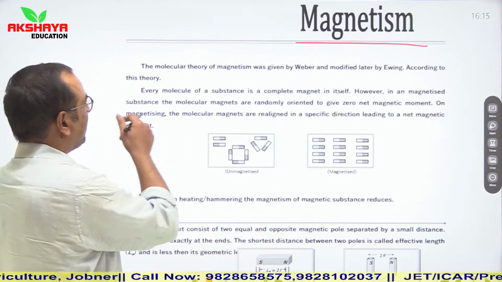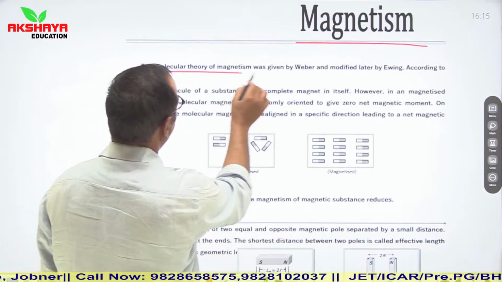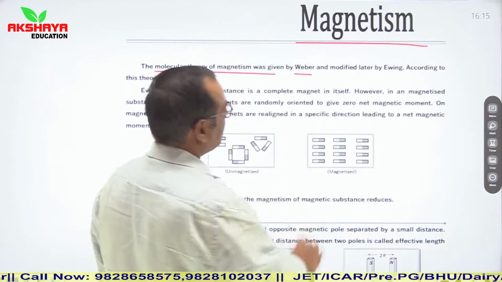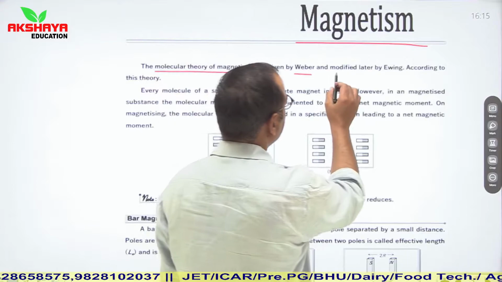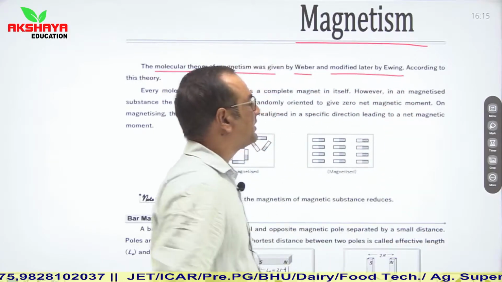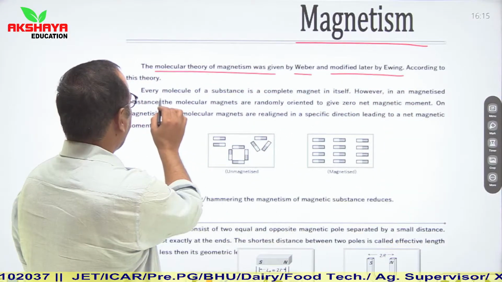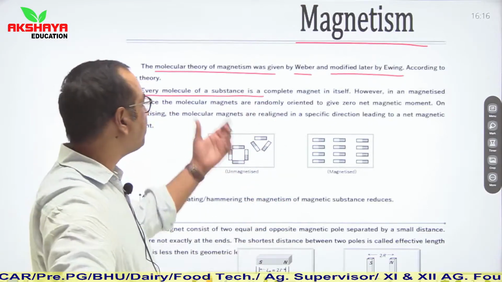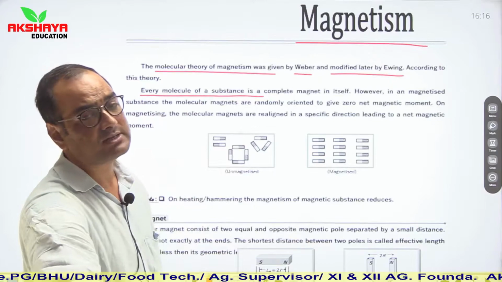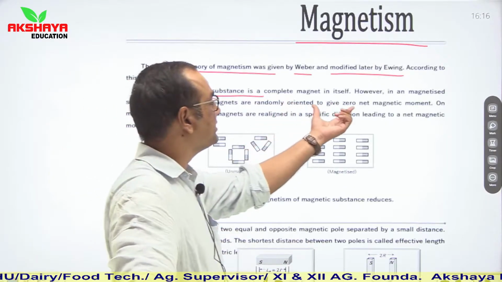If we talk about magnetism, then the molecular theory of magnetism was given by scientist Weber and it was later modified by Ewing. According to this theory, every molecule of a substance is a complete magnet in itself. So every molecule of a substance behaves as a magnet itself.